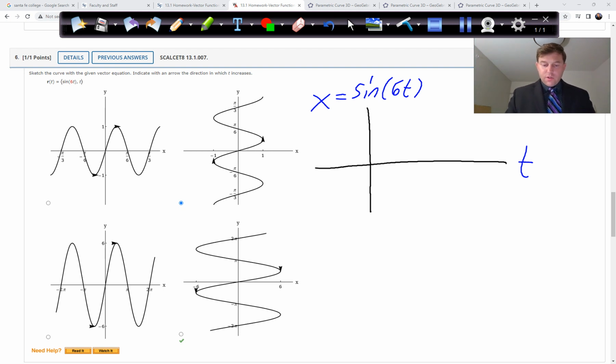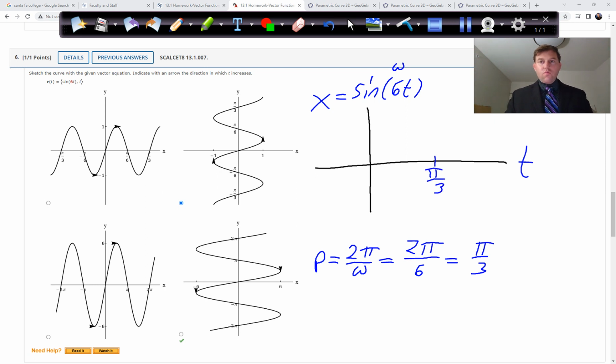Well, quick trig review. We call this number in front of t omega, and we know that the period of a sine function is 2 pi divided by omega. So the period is 2 pi over 6, which is pi over 3. So by the time this thing hits pi over 3, the sine curve should have gone through one entire cycle. And let me divide this in half, in half, and in half. So here's what this is going to look like.